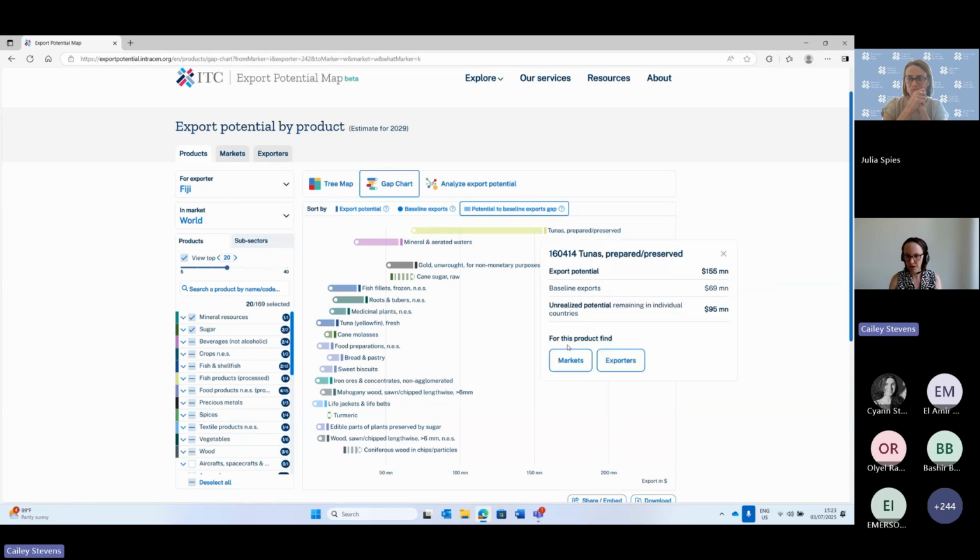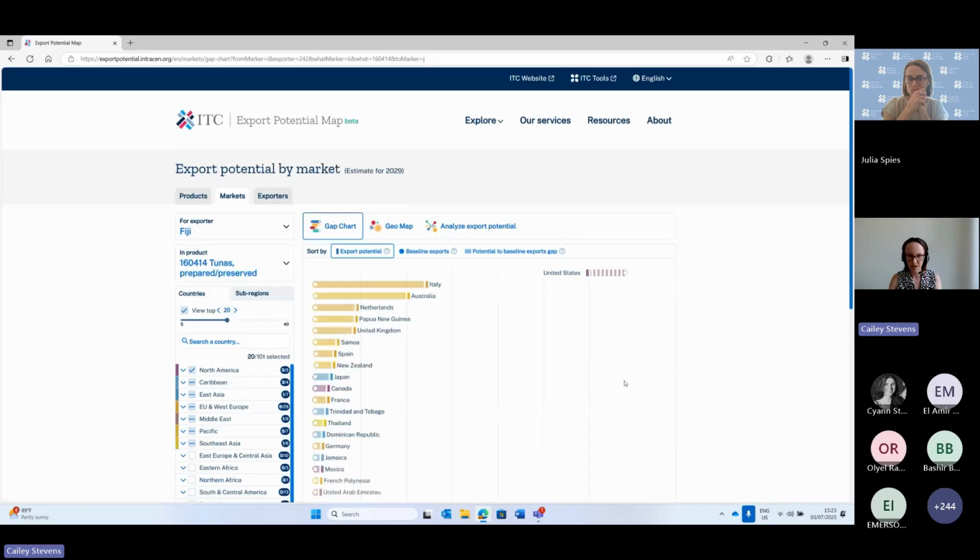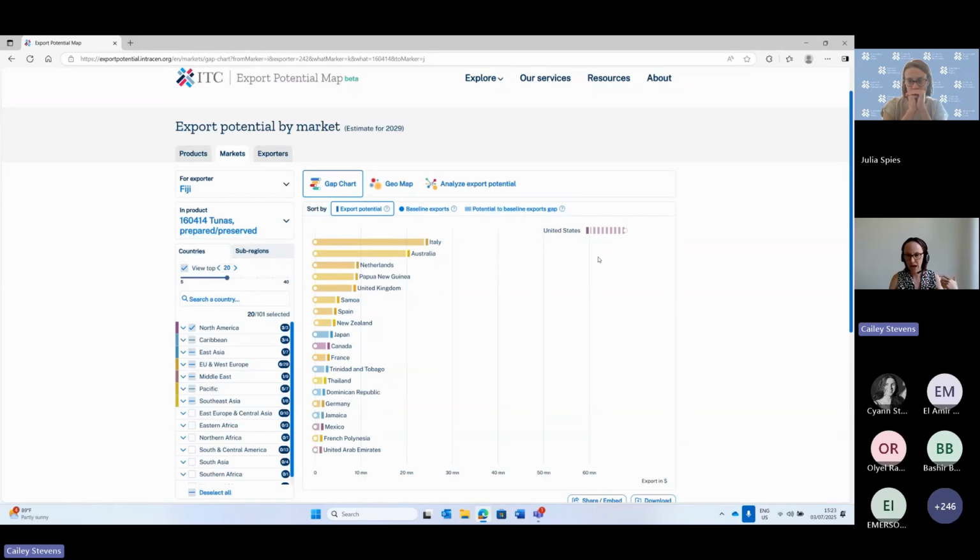So we're going to say for this product, find markets. And now we are on the markets view. So we are looking at the exporter Fiji for tuna. So we're looking at the markets with the most potential for prepared or preserved tunas from Fiji. And you'll actually see that we have the United States here. So we're sorting by export potential, but we want to sort by potential to baseline exports gap so we can see those countries that have the most room for growth. So when we do that, United States actually gets sent to the bottom.